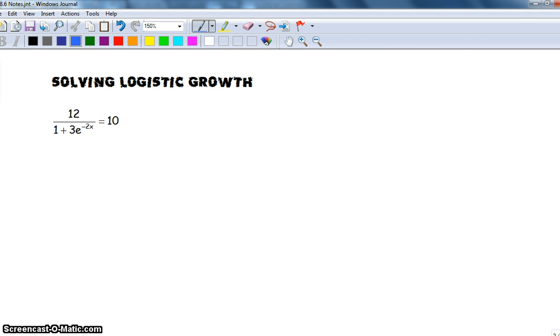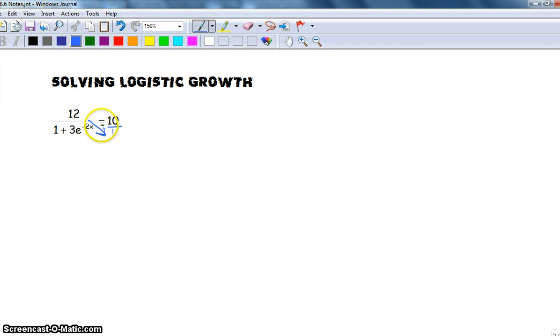Okay, so solving logistic growth problems is similar, just with a couple extra steps. If we have a fraction on one side and a number on the other side, I can make that 10 into a fraction by putting 10 over 1. And then I've got two ratios that equal each other, so I've got a proportion. In order to solve this, I'm going to cross multiply.